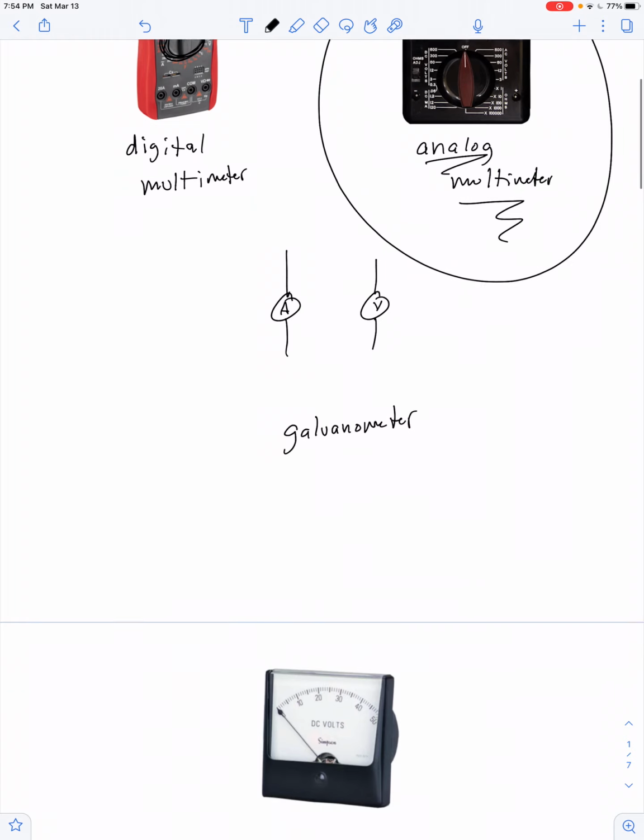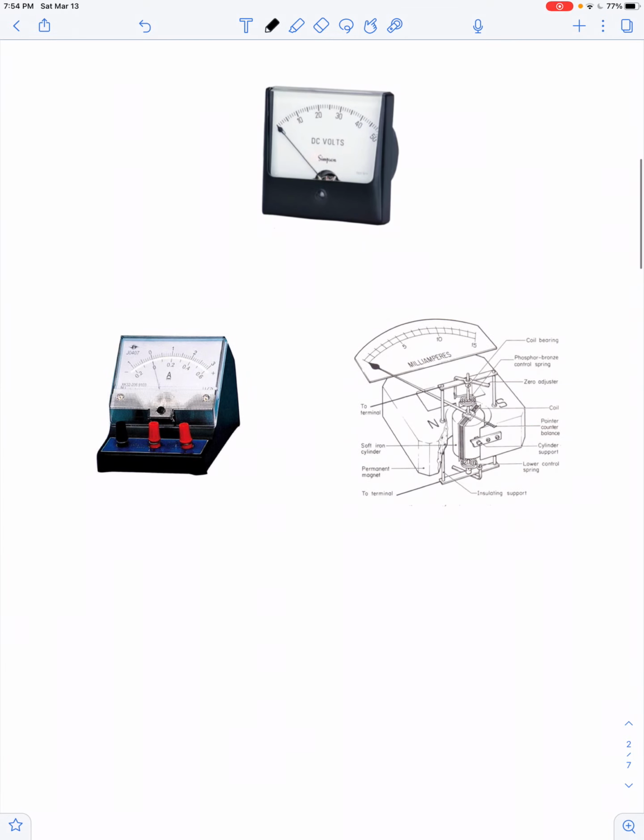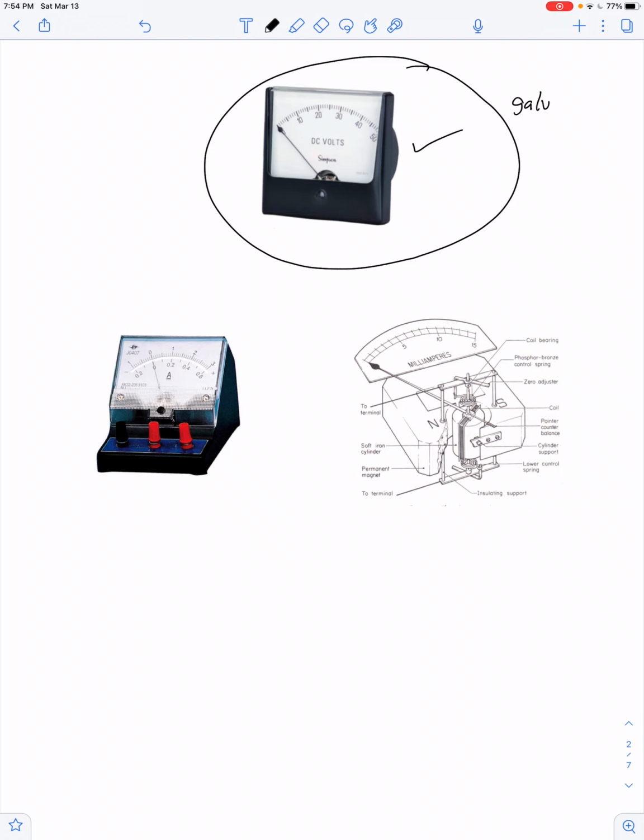So I'll explain what a galvanometer is here in just a moment. This image is a dedicated voltmeter, and yeah, it's constructed of a galvanometer. In fact, it's constructed of a galvanometer plus some other internal resistance. Now, how's that other internal resistance connected in the case of a voltmeter? It's connected in series with the galvanometer's resistance.